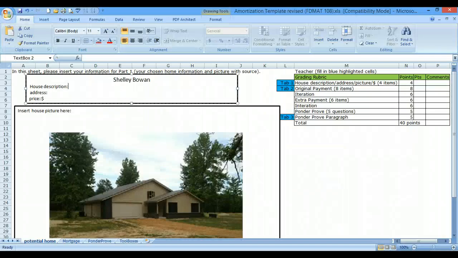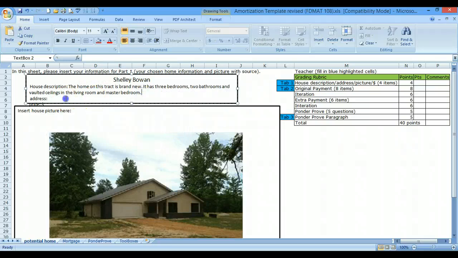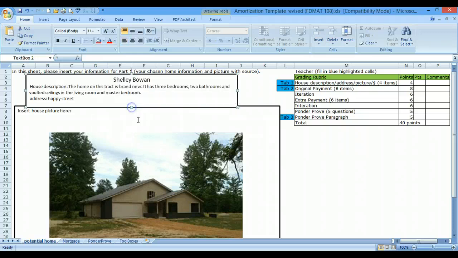Copy, paste it into here. That's a little big. Let's whittle it down just a little bit. There we go. Address, you'll go find it. I'm just going to put it on Happy Street to speed us up. And the price is going to match the PDF of 180,000. I'm going to make that just a little bit bigger.